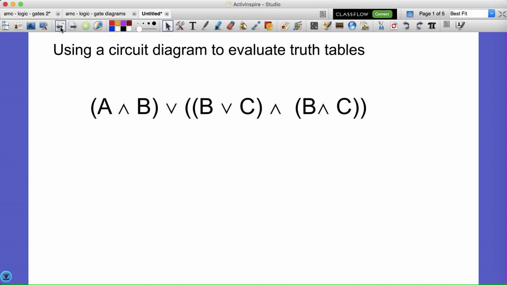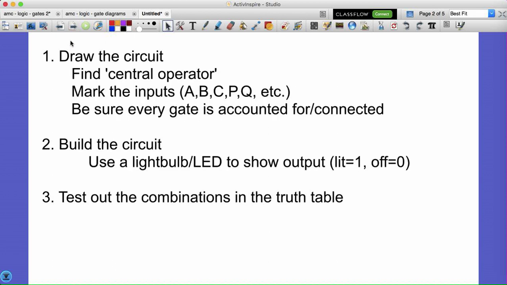You can see there's quite a bit of ANDs and ORs and A's and B's and C's, three inputs. That makes things more complicated. So let's see if we can use some physical apparatuses to help us make sense of this problem. Our overall strategy is this. We're going to draw the circuit out on paper, and I'll remind you how to do that. You're going to start with the central operator, and then mark your inputs, and then connect everything with the gates and the wires to make sure that everything that's logically written is actually physically manifested.